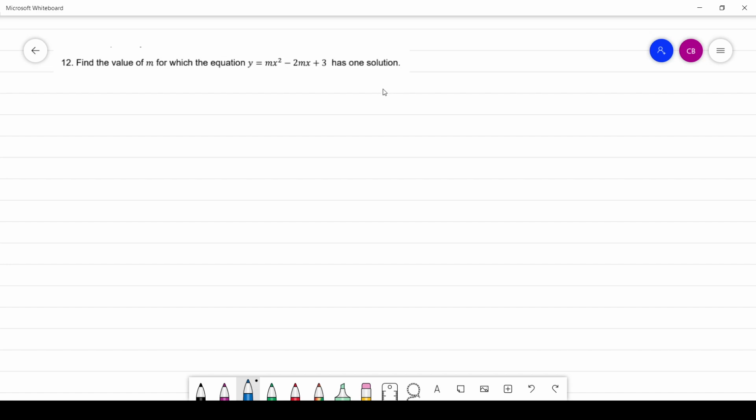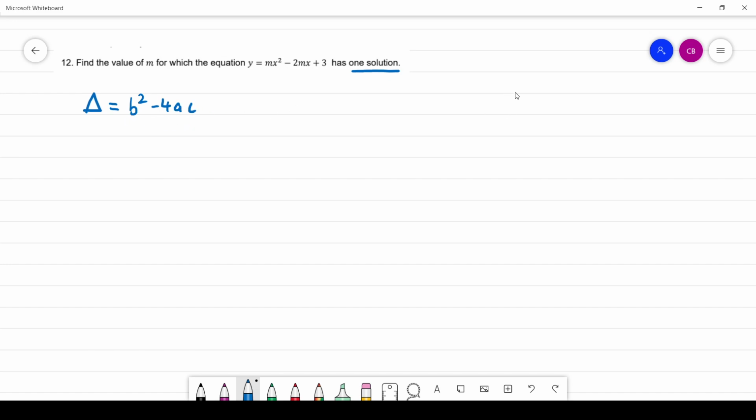Okay. So first of all, we've got one unknown. We want to find m, and it has one solution. So this one solution, that's actually a really big hint for us. When does a quadratic have one solution? What helps us determine the number of solutions for a quadratic? Well, that is our discriminant, which is b squared minus 4ac.